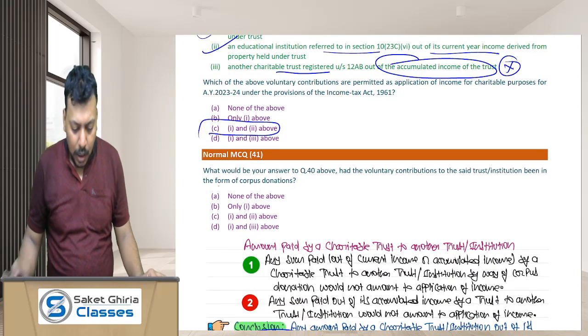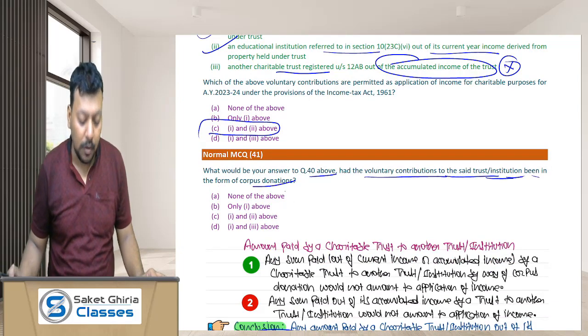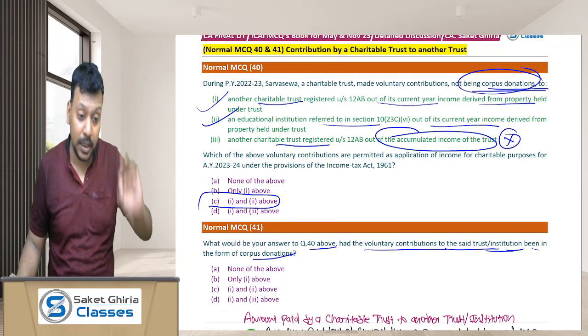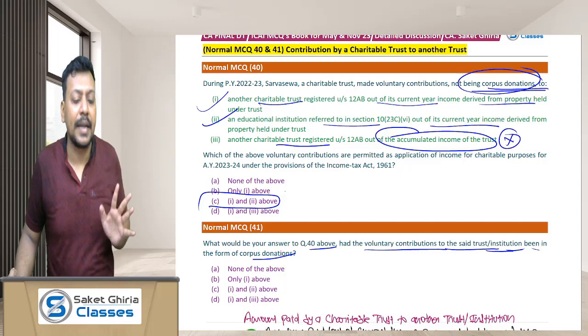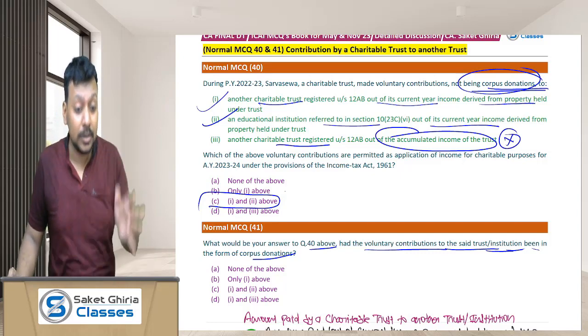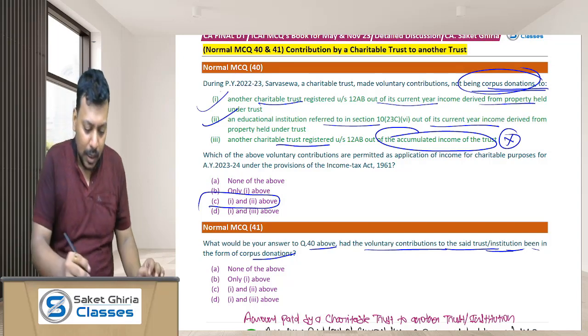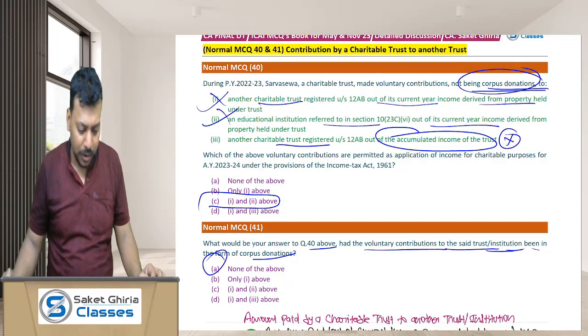Okay. Would your answer in question 40 change had the voluntary contribution to the said trust been made from the corpus in the form of corpus donation? Dear, if the donation has been made in the form of corpus donation out of the current income, it would not be considered as an application in the hands of the donor trust. Means none of the above, means the correct option is the last one.